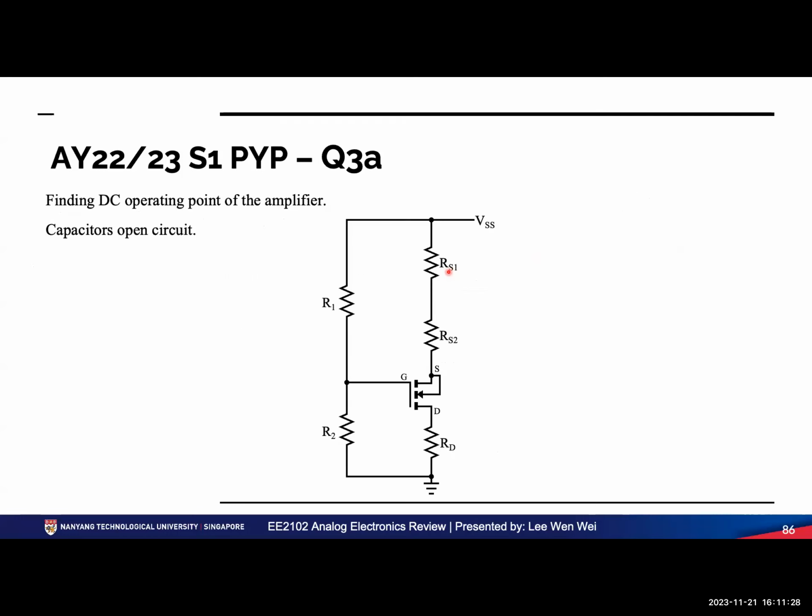So for the next part, we open the capacitor. We have R1 and R2, as well as the MOSFET. So you can draw the DC operating point like that. VSS actually is supposed to be ground here. No, sorry. Here is still VSS. Then remember what's the next step after this?